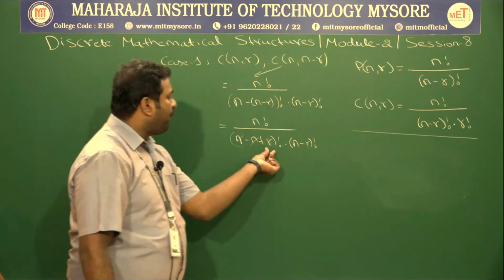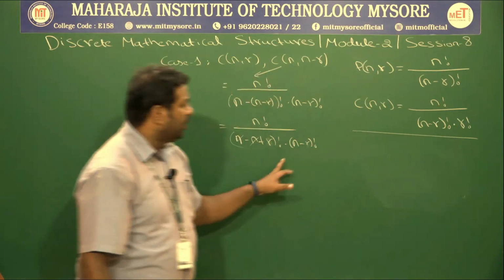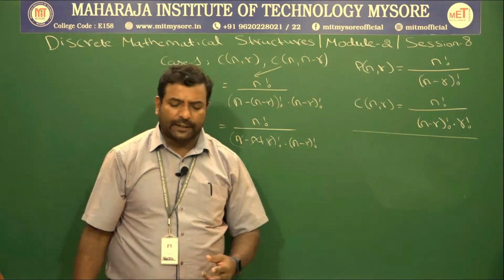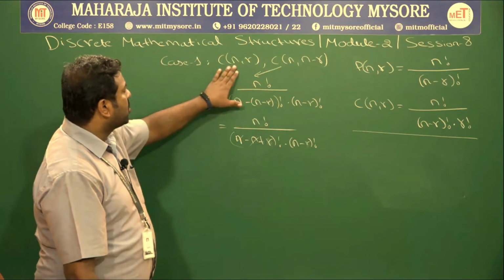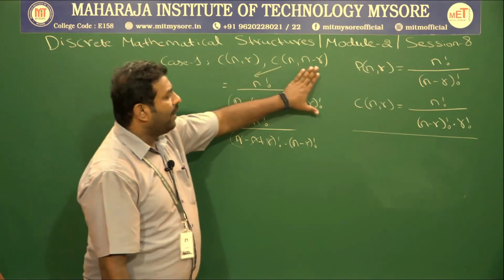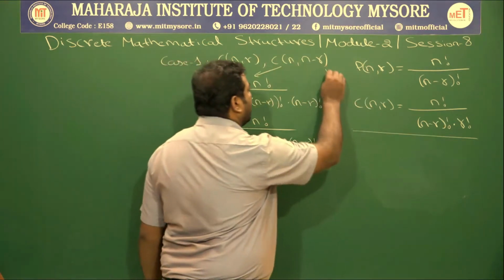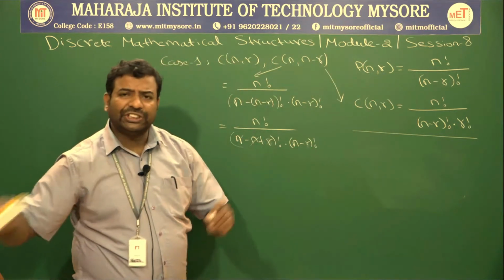I am going to have r factorial into n minus r factorial. The same form I am going to get. I'll just take n minus 1 in the later case. But for this case, case 1 is going to be C(n, r) and C(n, n minus r). So now both are going to be of the same form. For case 1, this is going to be the same form. Hence, there is no change in this.